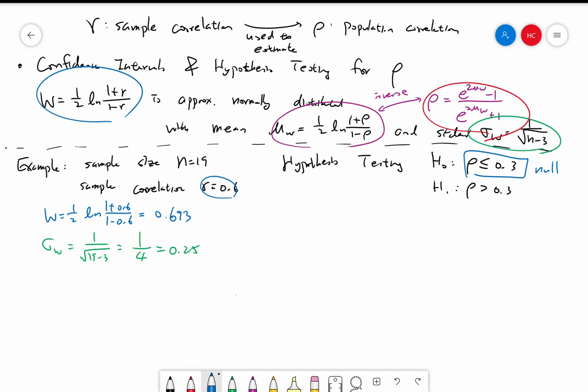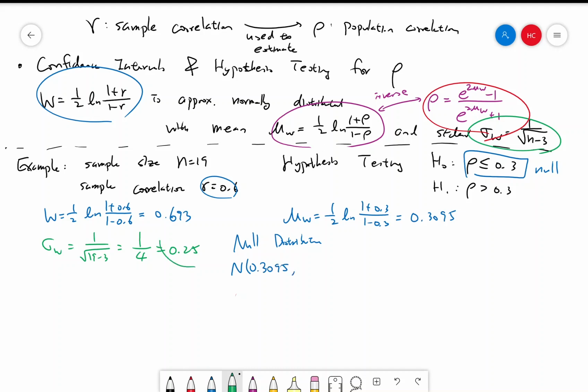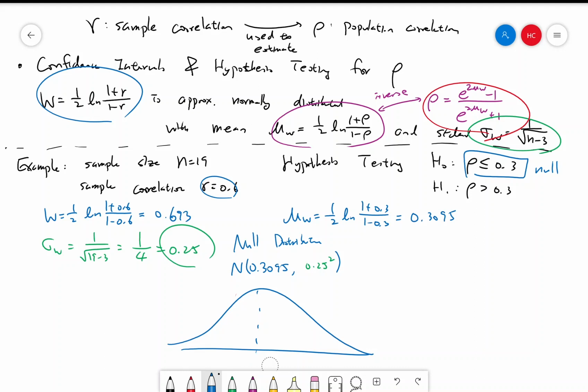Under the null distribution, mu W is equal to 1/2 times ln of (1 plus 0.3) over (1 minus 0.3). Using a calculator, that's equal to 0.3095. So the null distribution is the normal distribution with mean 0.3095, and the standard deviation we calculated before is 0.25. The observed value is 0.693, so it's about here.